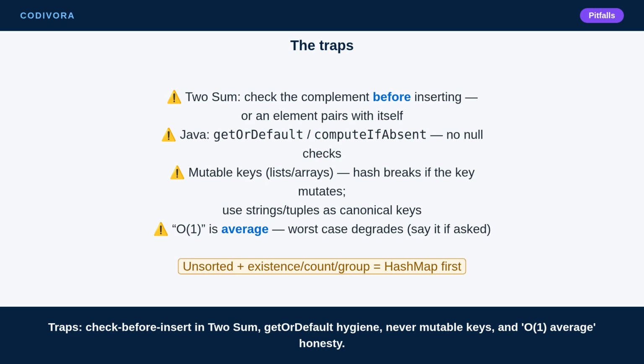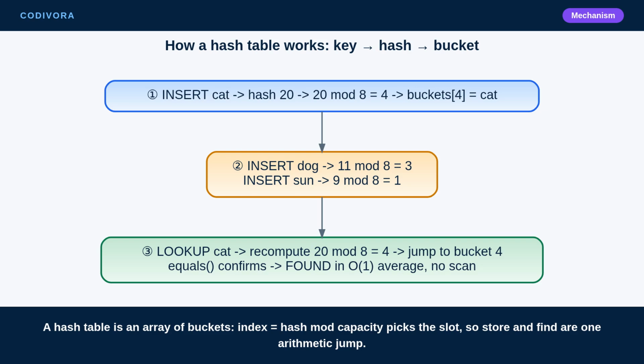And be precise. Hash operations are O(1) on average, and adversarial worst-case degrades. Saying expected constant time, when pressed, is the honest answer. The reflex to keep: unsorted data plus existence, counting or grouping, HashMap first. Ask questions later. Let's open the box and see how a hash table actually works.